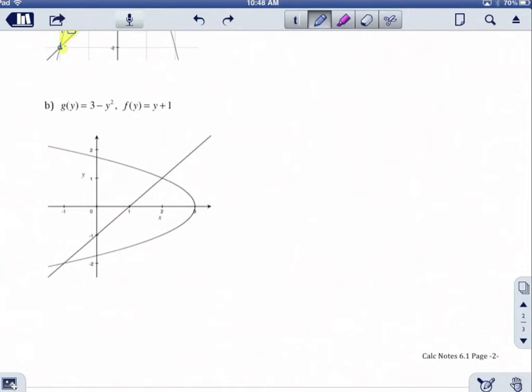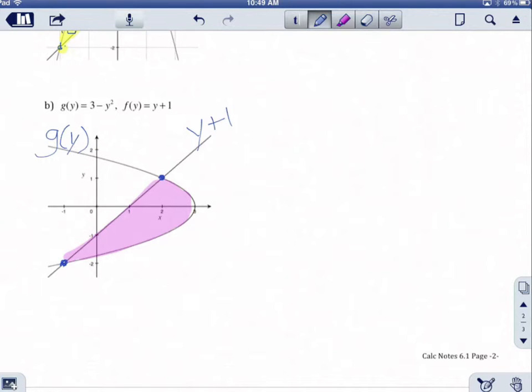So here we have g of y equals 3 minus y squared. So here's your g of y. And we also have f of y is y plus 1. And here's the function y plus 1. And we want to find the area between these two regions. Okay, so we're looking for this area right in here. Okay, so the first thing we have to do is identify our intersection points, okay, which are right there.